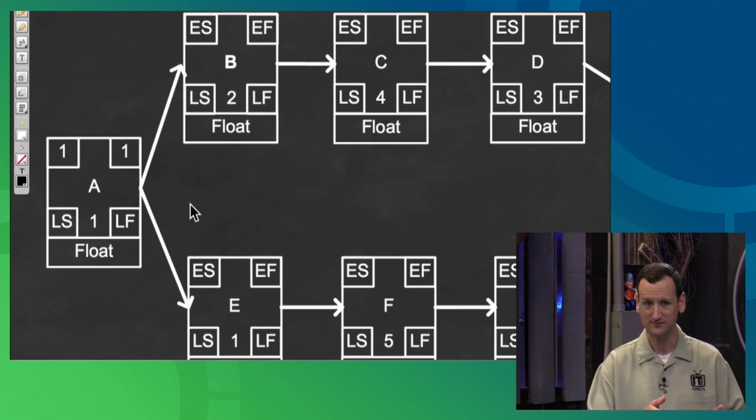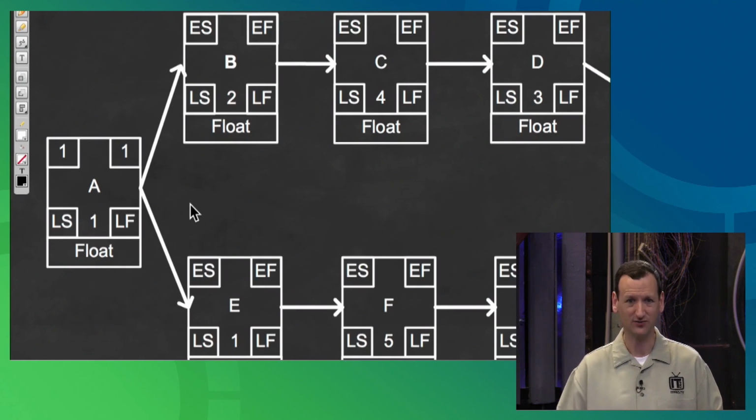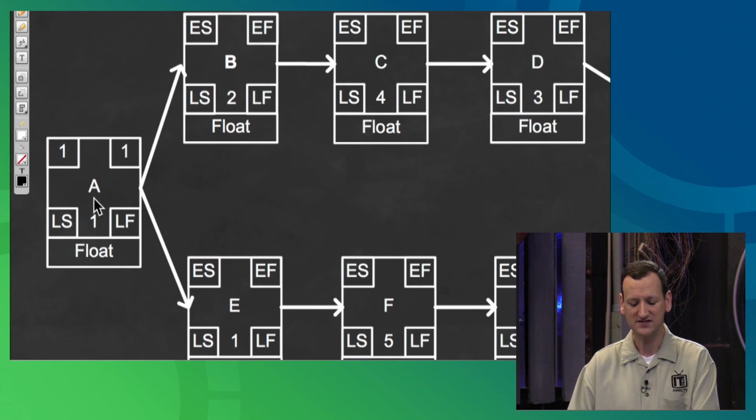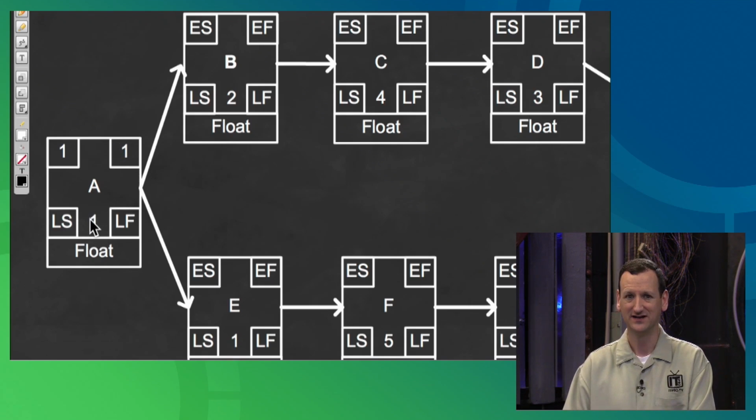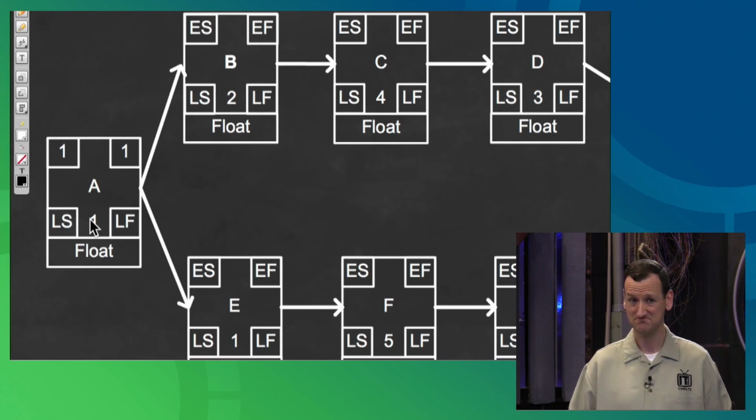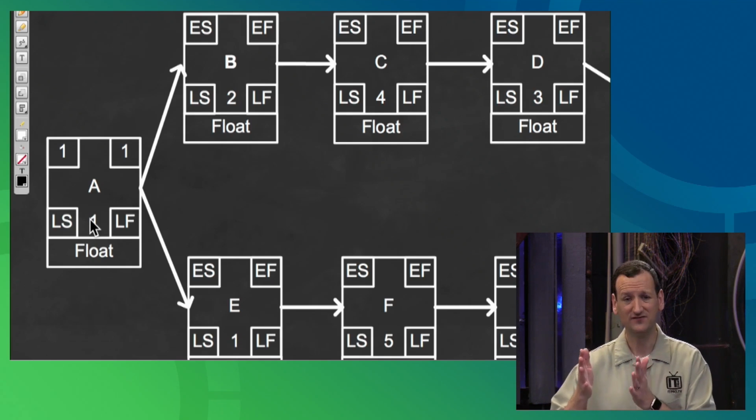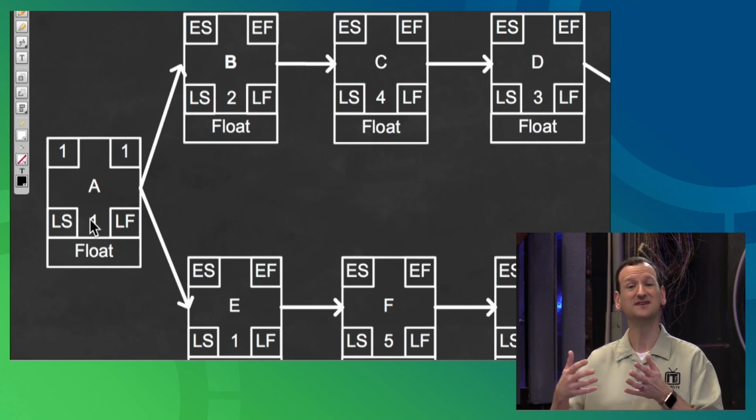Task A has to finish before B and E can start, right? It's a finish to start relationship. And so if task A started on day 1 and finished on day 1, and it was an entire day of activity, can I get any more work done on that day? No. So anybody that follows on after that is going to have to start on day 2.